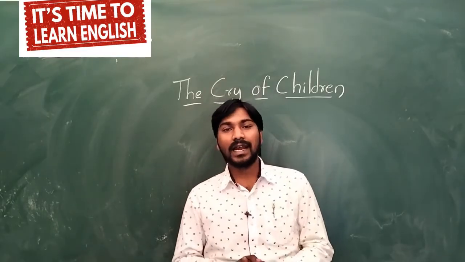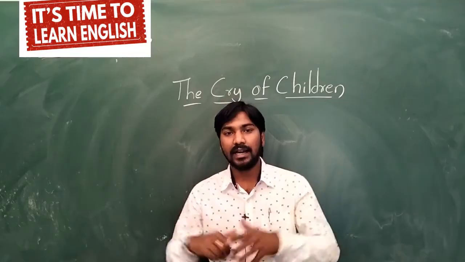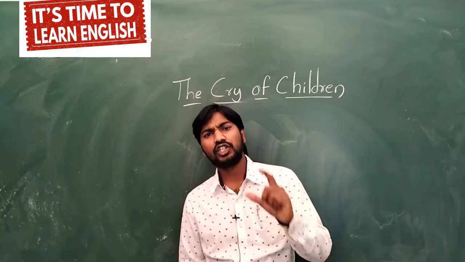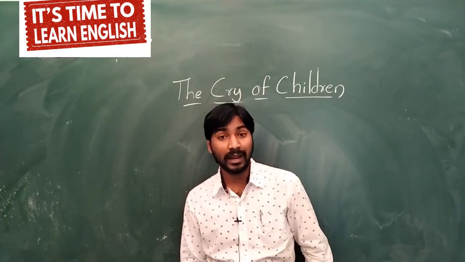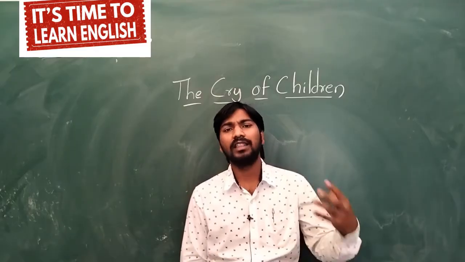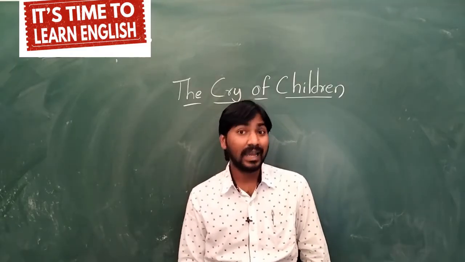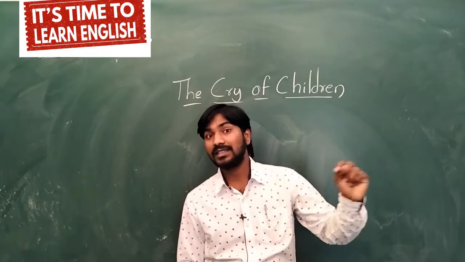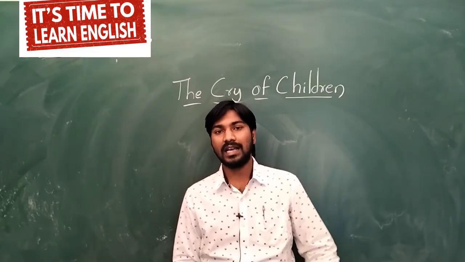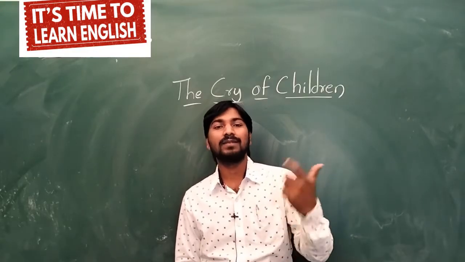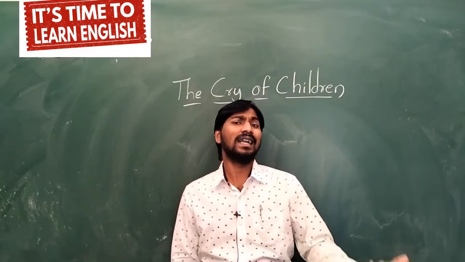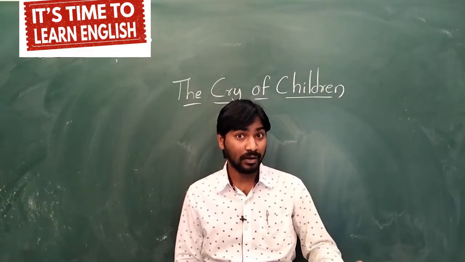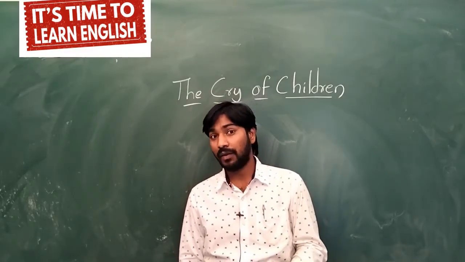So here, The Cry of Children was her poem, which was very short but more informative about the children, and the problems children were facing in society. When we were discussing the reading, Oliver Asked for More, there we discussed some social issues regarding unemployment, poverty, child labor, child marriages. We discussed it in the previous session, right?